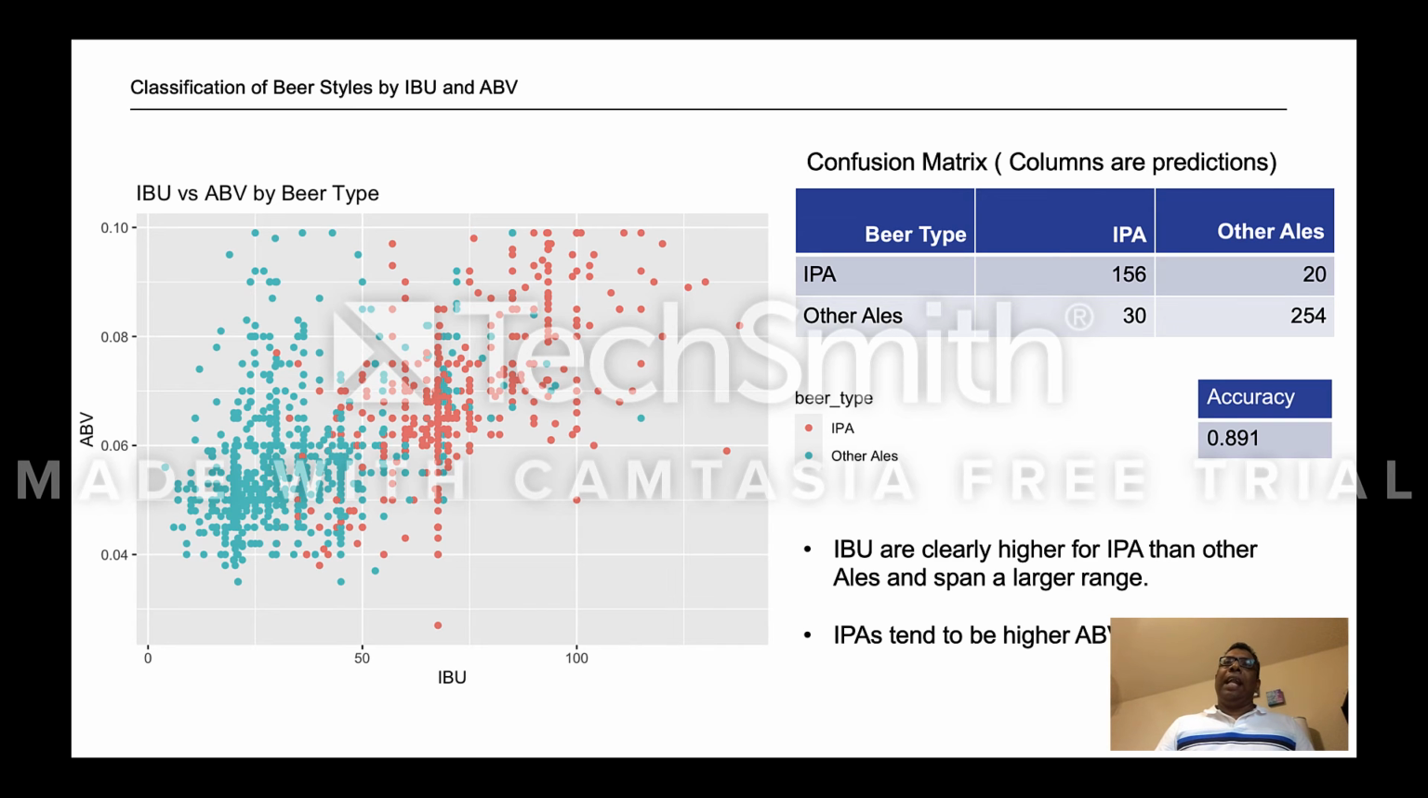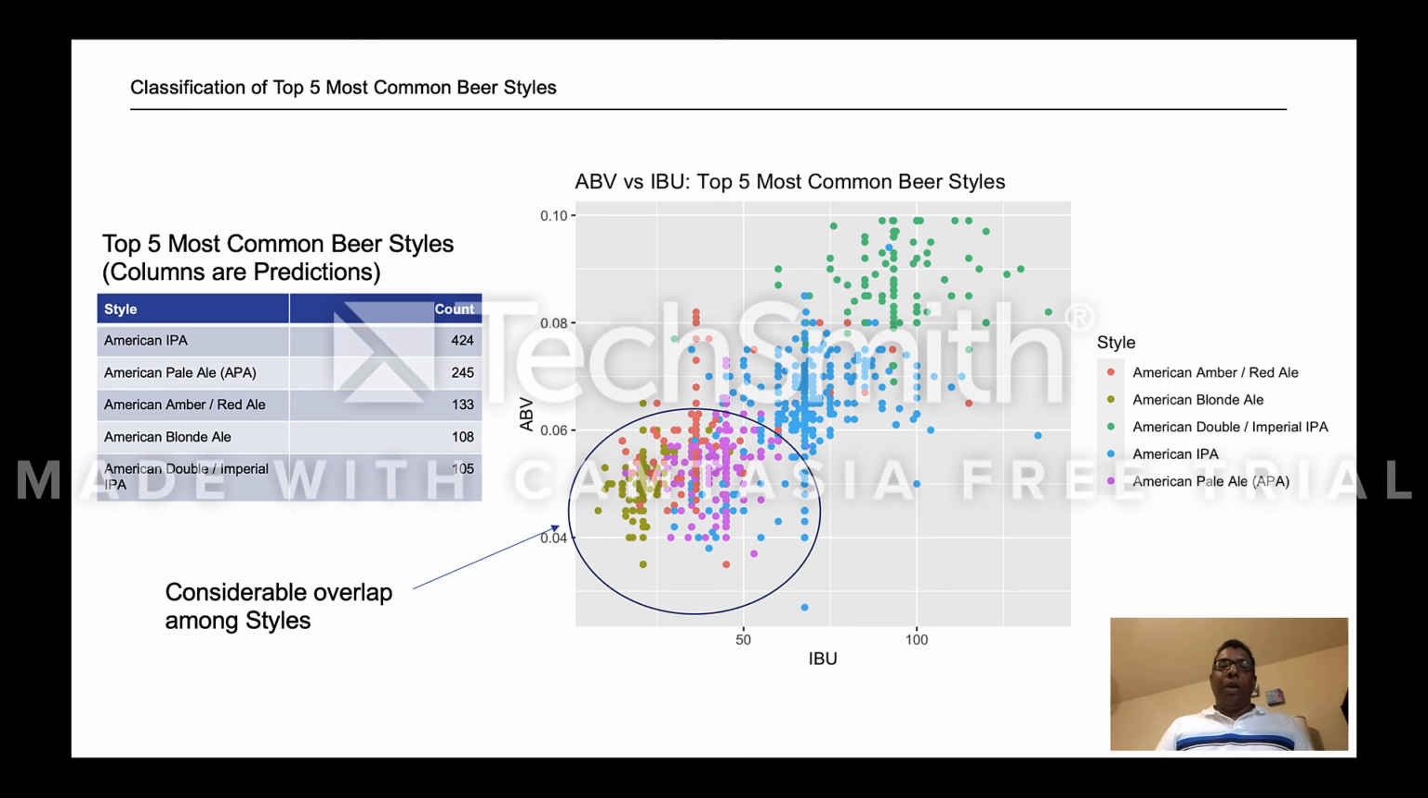We also did a classification of beers using K nearest neighbors, and we were able to classify the beers with 89% accuracy based on IBU and ABV values, which is pretty good. From the plots, you can see the IBU and ABV values tend to be higher for IPA than the other ales. We did further classify the top 5 common beer styles, and we have seen considerable overlap among the styles.